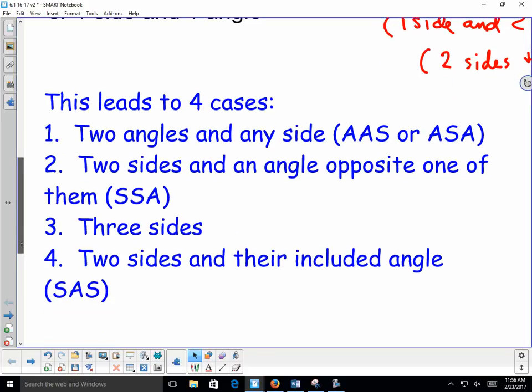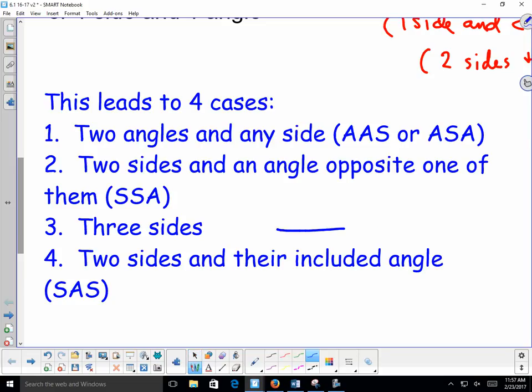Okay, what are our four cases? You could know two angles and any side. That would be like an AAS situation or ASA. Don't worry, we're not proving triangles or anything like that. Or you could have two sides and the angle opposite one of them. That would be like an SSA situation.